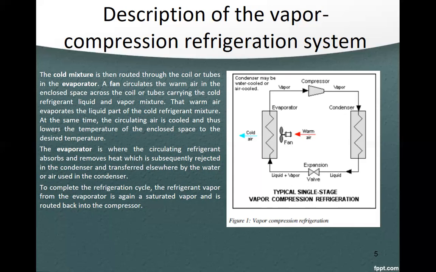To complete the refrigeration cycle, the refrigerant vapor from the evaporator is again a saturated vapor and is routed back into the compressor. Okay? So you already know its pressure-enthalpy chart, right? We will not discuss it here, only in problem solving.